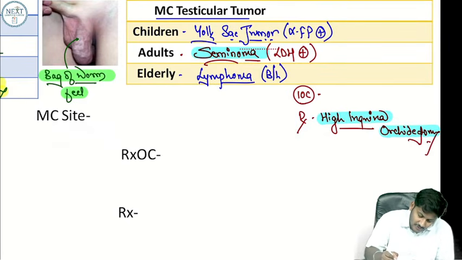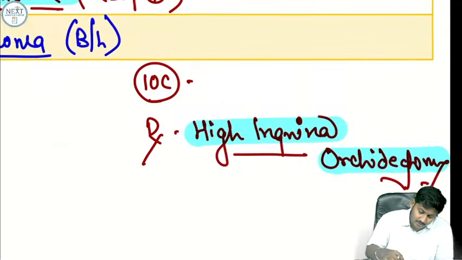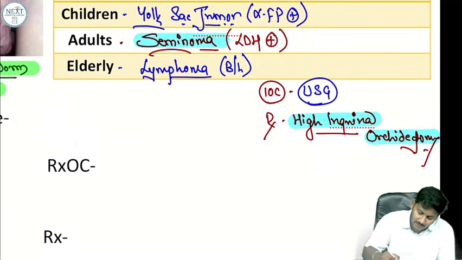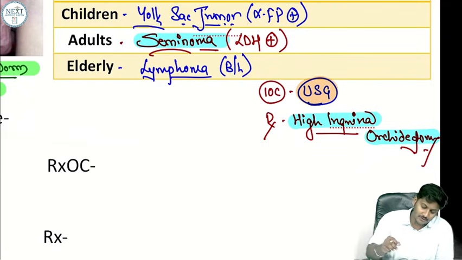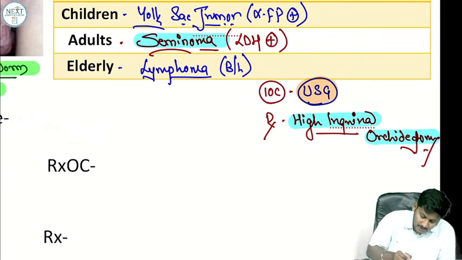Investigation of choice for the testicular tumor, the answer would be... Yes, very good. The investigation of choice for testicular tumor, beta, is usually an ultrasound. So ultrasound scrotum is definitely done to diagnose a case of testicular tumor. CT abdomen is done to see the lymphatic metastasis. So ultrasound, along with tumor markers, will be the investigation of choice, beta.